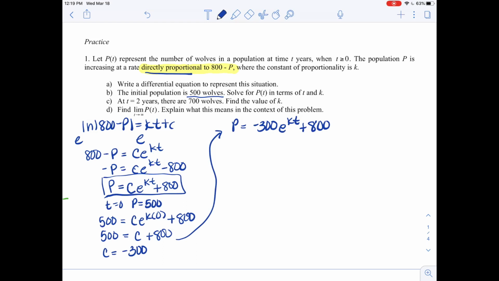You'll need another point to be able to actually solve for k. So if you look at part C of this, it says when t is 2, there are 700 wolves in the population. So similar to what we just did to solve for c, we'll plug in the information provided and work backwards to get what that k value comes out to be. Okay, so I have 700 equals -300 e to the k times 2, plus 800. So I'm going to subtract 800 from both sides, so I end up getting -100 on the left, -300 on the right, e to the 2k.